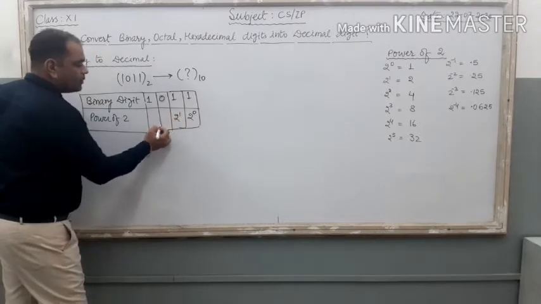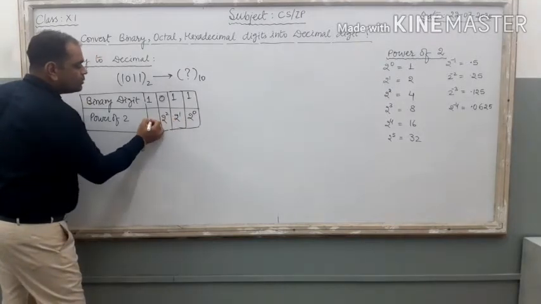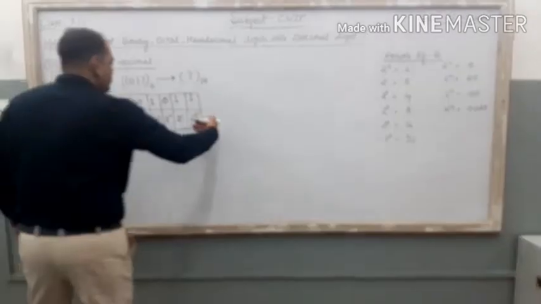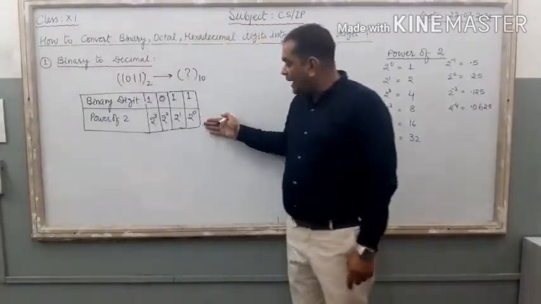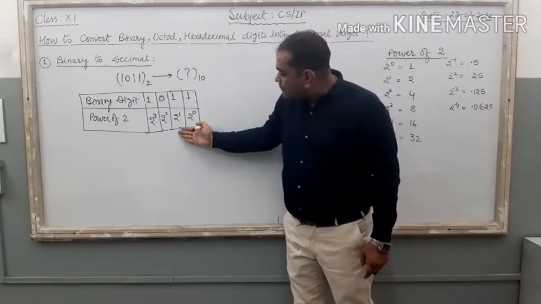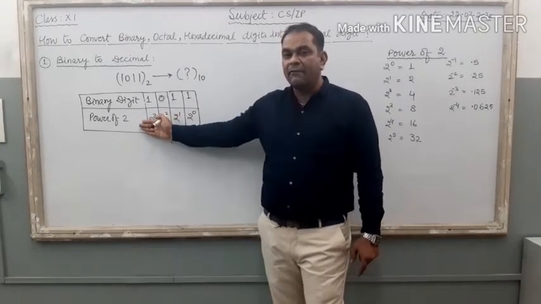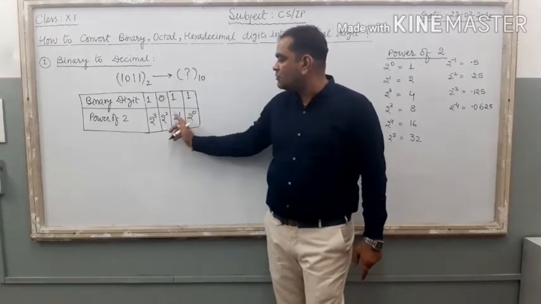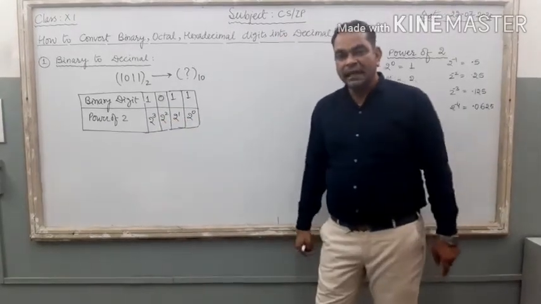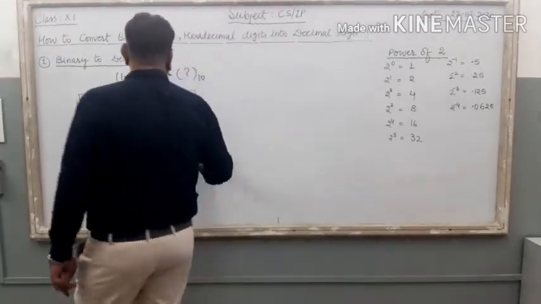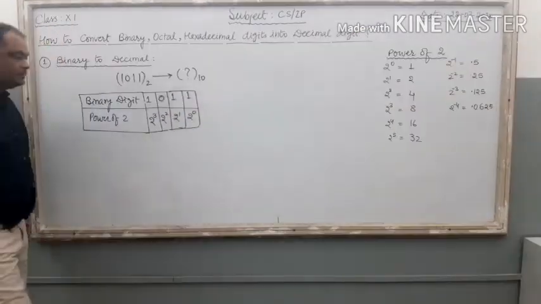Then here 2 raised to power 1. Then 2 raised to power 2. Then at the last 2 raised to power 3. Just come towards the right hand side and put the increasing power of the base value 2 from right to left. 2 raised to 0, then 2 raised to 1, then 2, then 3. Clear? So, the very first step, we just convert it into like this one.